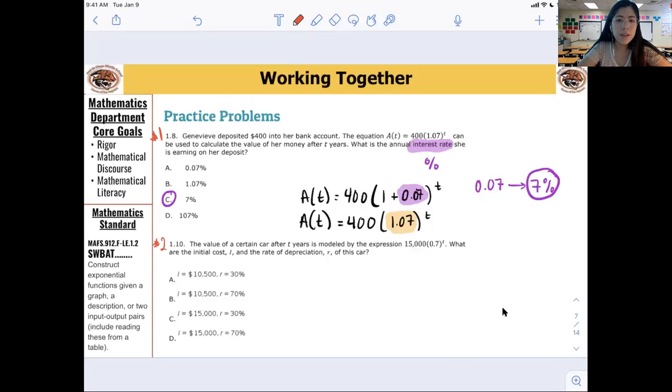Here's the answers. So C was the most popular answer, and let's take a look. So it's asking me 2 things now. It's asking me what's the initial amount, the initial cost, as well as the rate. So again, we're looking for the correct percentage. Now, initial cost is right here. You don't have to look any further than that. The initial cost is right there.